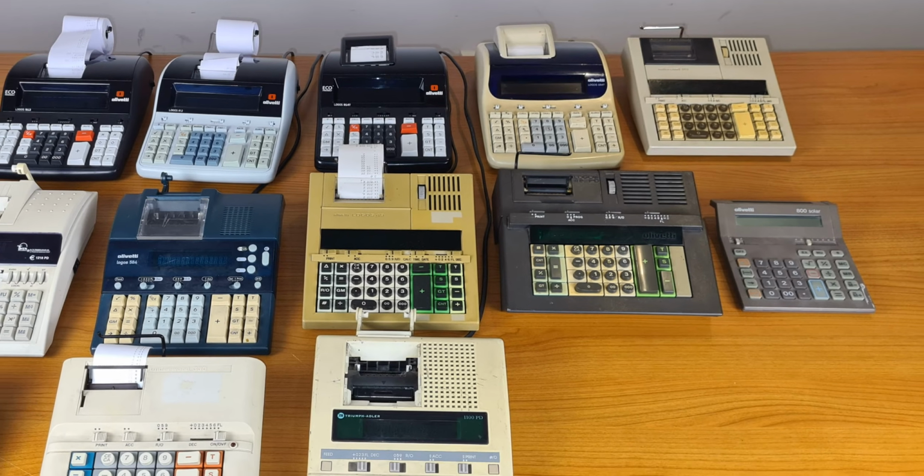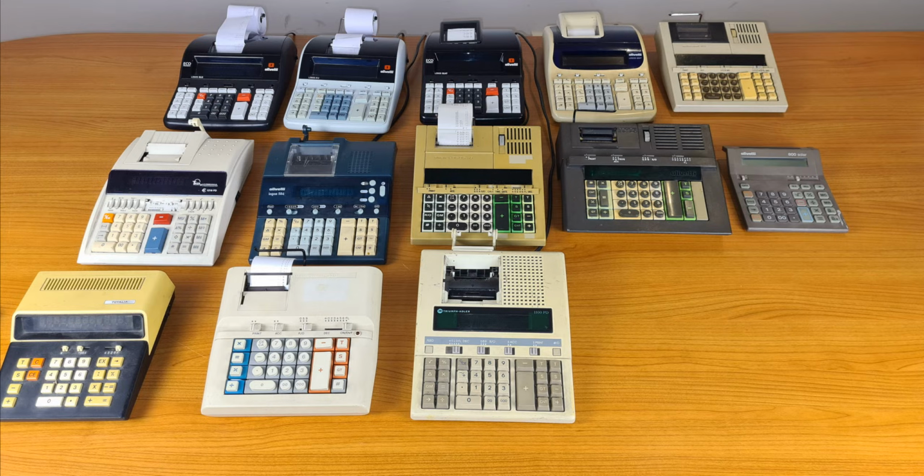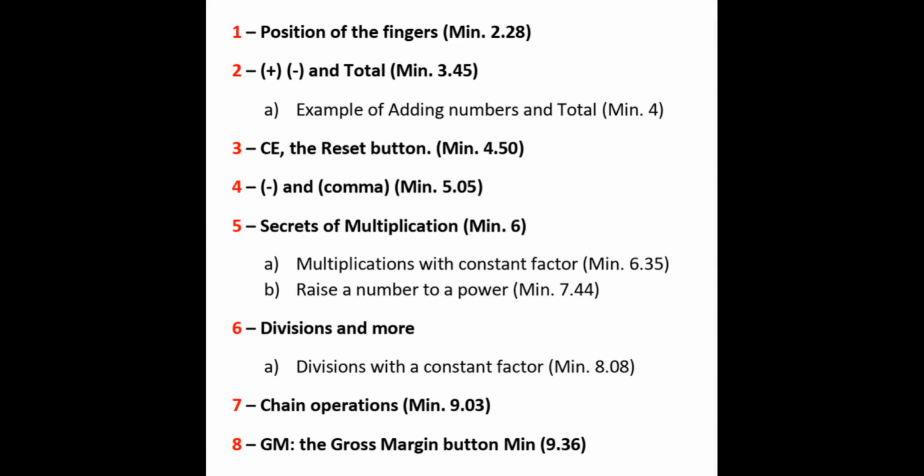We will start from these. You will find these buttons in almost all modern calculators. This is the index of this video. 1. Position of the fingers. 2. Plus, minus and total. 3. CE, the reset button. 4. Minus and comma. 5. Secrets of multiplication. 6. Divisions and more. 7. GM, the gross margin button.